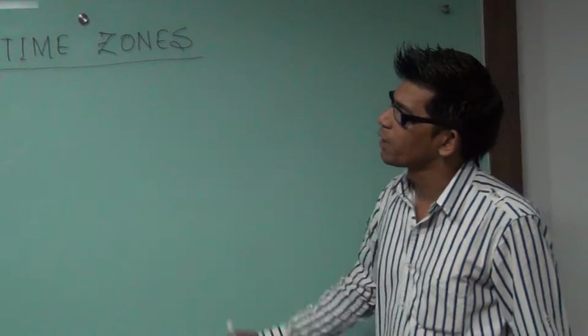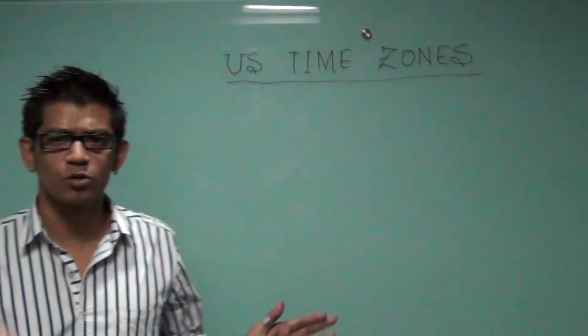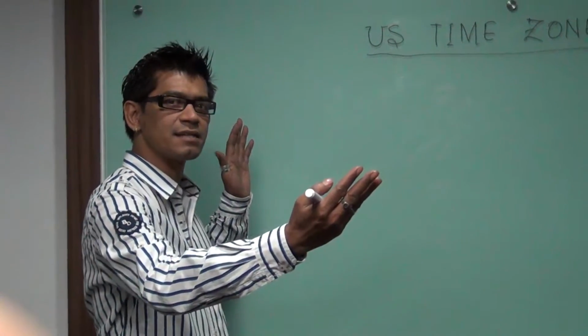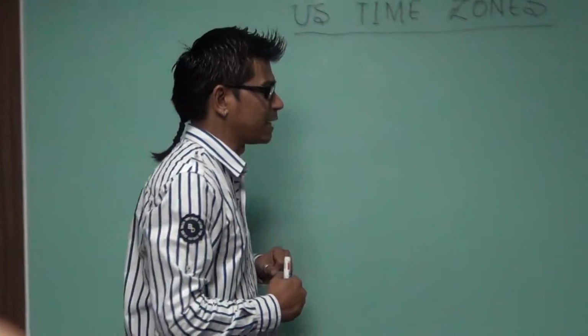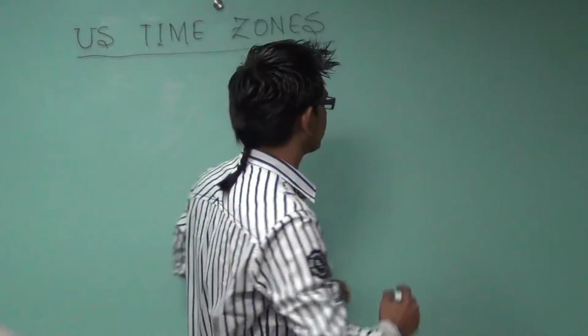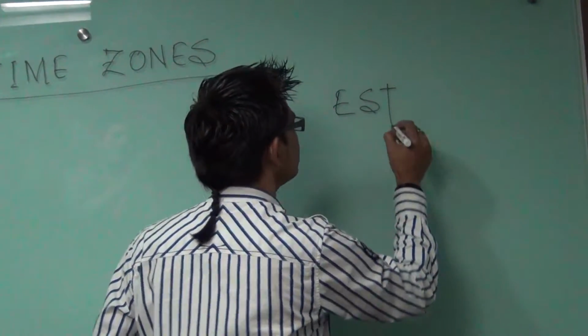Today we are going to talk about the US time zones. Now we all know that in the entire US, we have 4 different time zones. Let's start off from the eastern side. We'll start with EST, as in Eastern Standard Time.